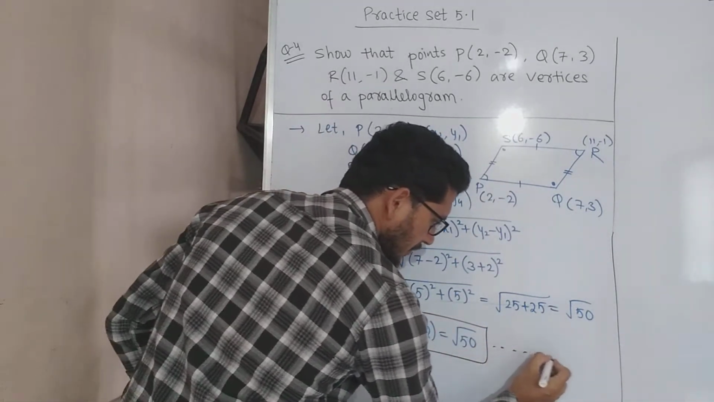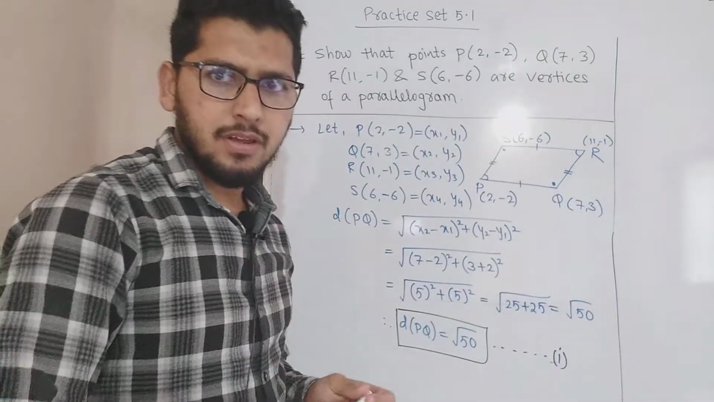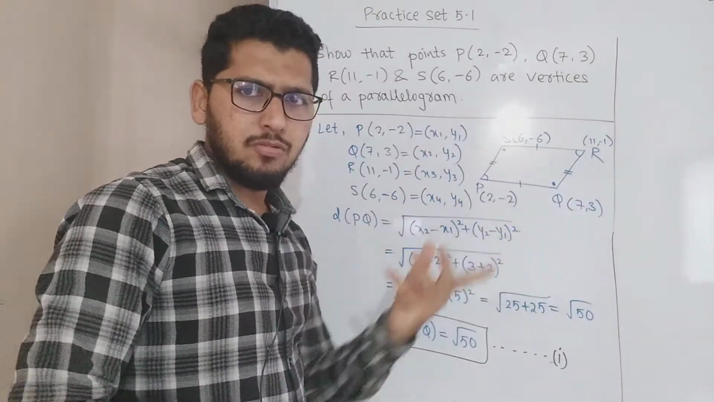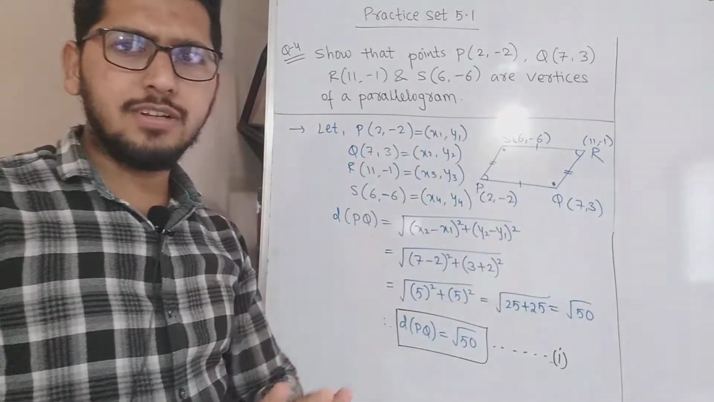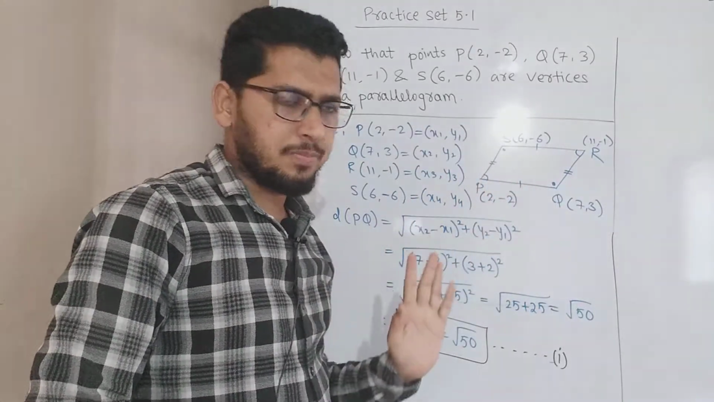Call this equation number 1. Okay, so we have completed the first distance, that is distance of PQ. तुमको पता है डिस्टेंस फॉर्मूला कैसे यूज करते हैं? As usual, जैसा लास्ट लेक्चर में लिया. ओके, कोऑर्डिनेट ऑफ Q माइनस कोऑर्डिनेट ऑफ P.